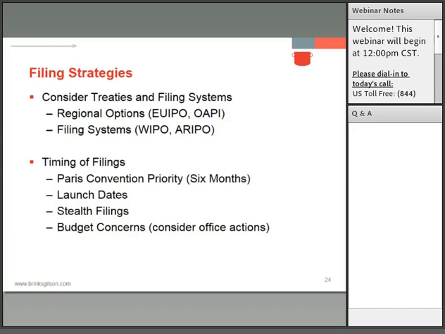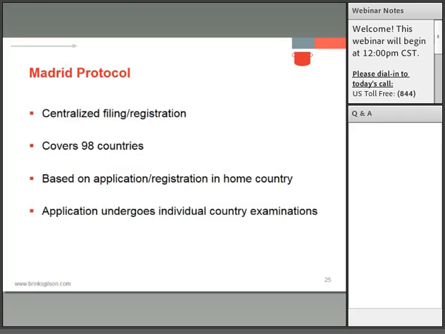If you want to file in a Paris Convention country, and then use the priority date from that other country's filing to file in the U.S., that's your main market, you can do that within the 6 months of that first filing. That's all I'm going to say on that.